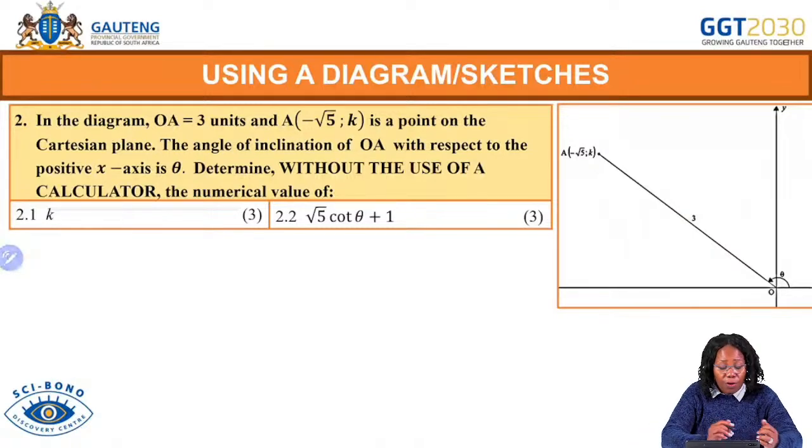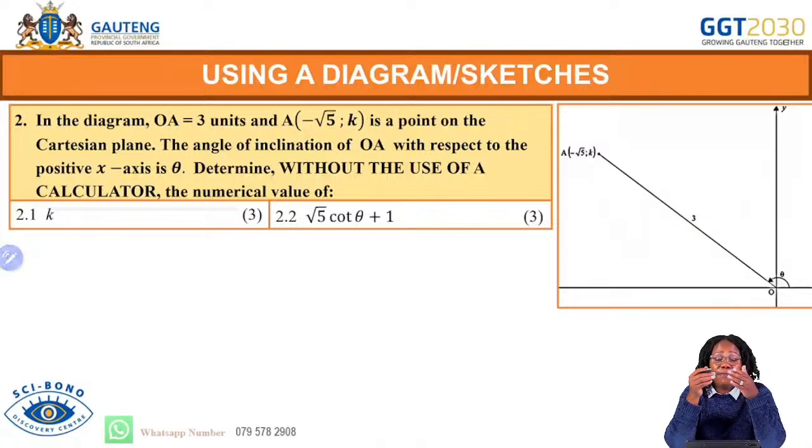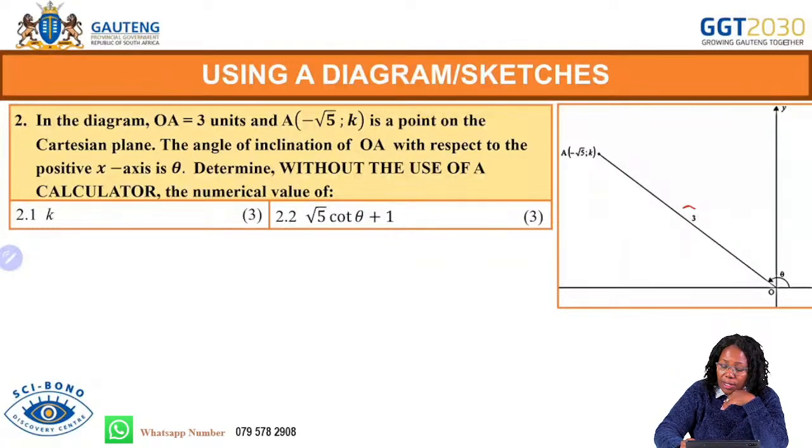Okay, now move on to the next activity. In the diagram, in this case, the diagram is given to you. On the previous activity, we identified the diagram by looking at the ratio and the restriction. But fortunate enough for this one, the diagram is given to you. And then in the diagram, they say OA is 3 units. That is 3 here, if it is not visible enough.